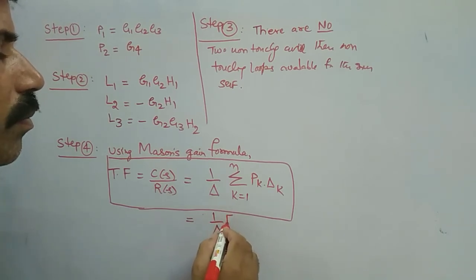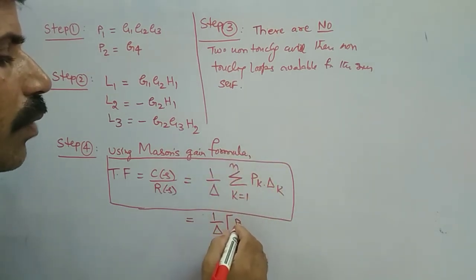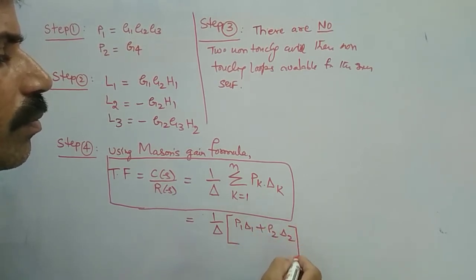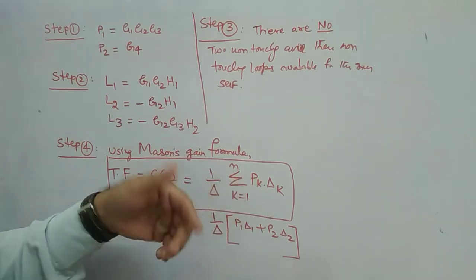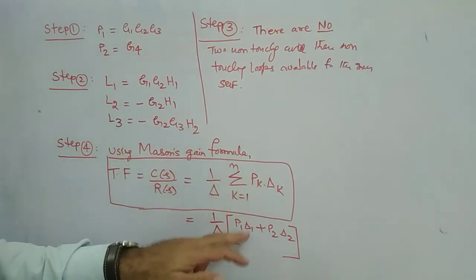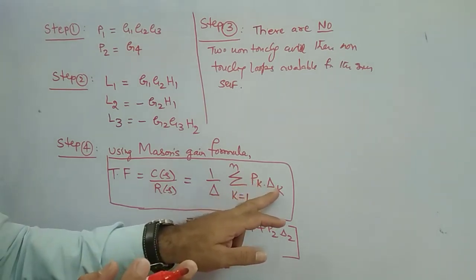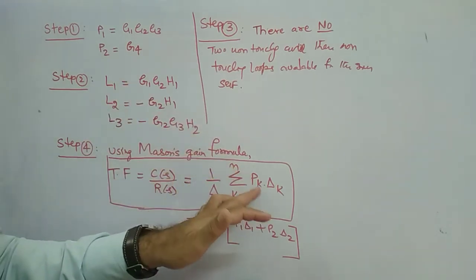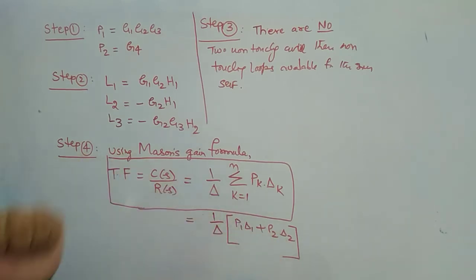Now I can write it like this, so it can be expanded like this: P1 delta 1 plus P2 delta 2. Summation is nothing but expansion, meaning plus. Substitute the first K value as 1, because for the first forward path, P1 delta 1. Then plus, for the second forward path, P2 delta 2. That's all. Only two forward paths are available, so you will have this much only.